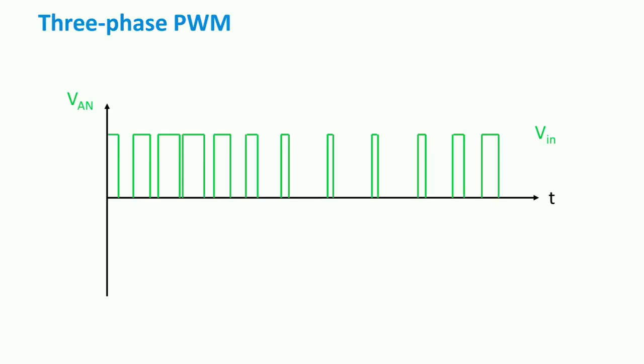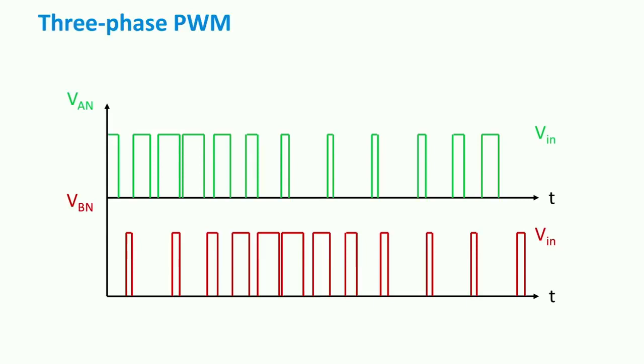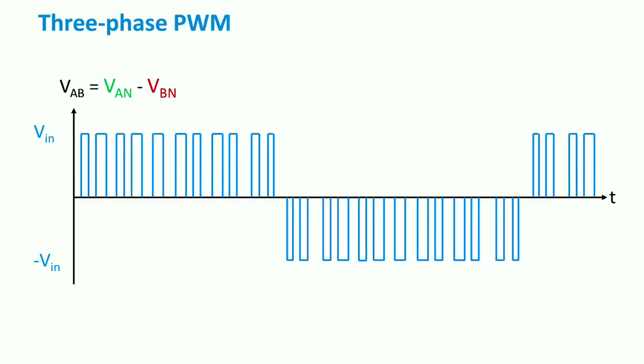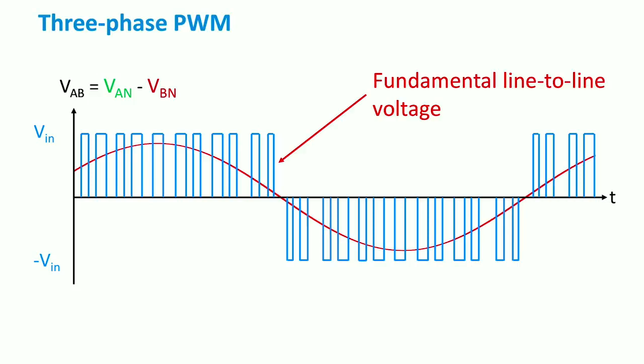Let's take, for example, the voltage A with respect to a neutral point N. As expected, the signal varies between the input voltage value and 0. Comparing now the second phase B to the reference signal, another output is found. Since the two sine waves have a 120 degrees difference, this time the two pulse trains are outphased by a third of a period. The output voltage between the legs A and B is the difference between VAN and VBN. What we obtain is the fundamental line-to-line voltage in one phase. In a similar manner, the line-to-line voltages between the legs A and C and legs B and C can be found.